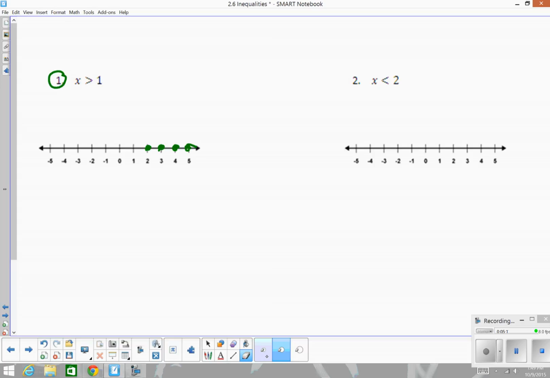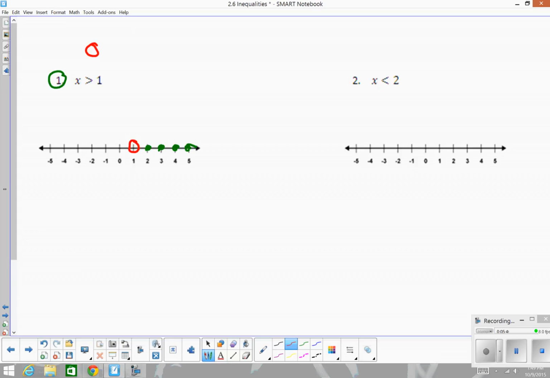Now, real quick, this is important. If I have just the greater than sign without the equal to, when I go ahead and graph, I'm going to use an open circle. What that means is when I graph this on a number line, I'm going to go to the value of 1 and draw an open circle on 1.